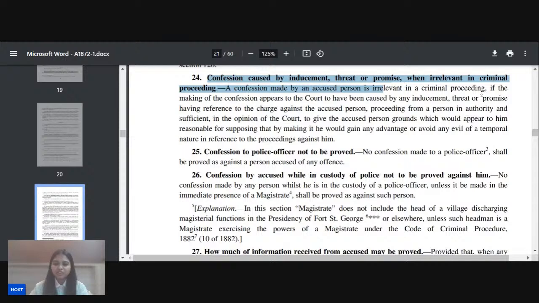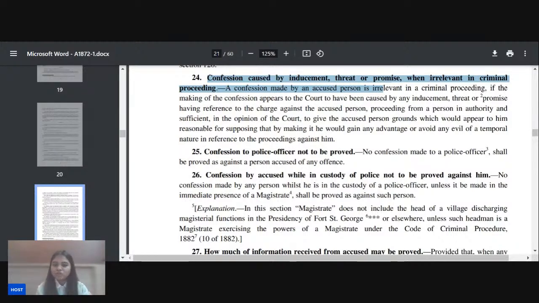when is it irrelevant? If you see the ingredients of section 24, it says that the statement in question is a confession, and such confession has been made by the accused to a person in authority. So the accused has made a confession to a person in authority, and that confession has been obtained by reason of some inducement, threat, or promise given by the person in authority, right? And this inducement, threat, or promise has reference to the charge against the accused.